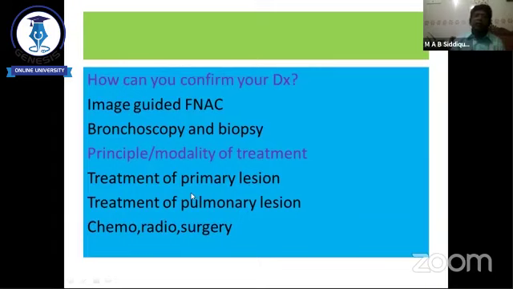The other treatment is of the pulmonary lesion. For the pulmonary lesion, chemo, radio, and surgery are options. If there is a single secondary lesion, or multiple lesions confined to a single lobe, then surgery is one of the options. Otherwise, the options are chemo, radio, and palliative.